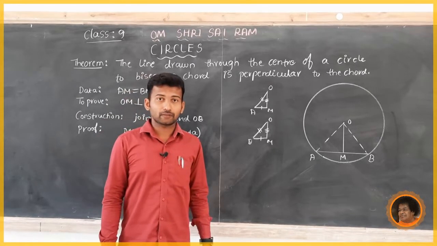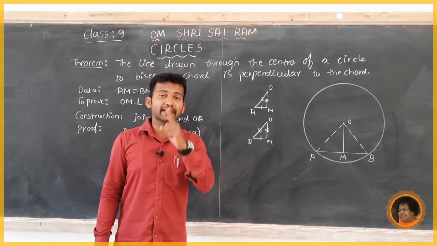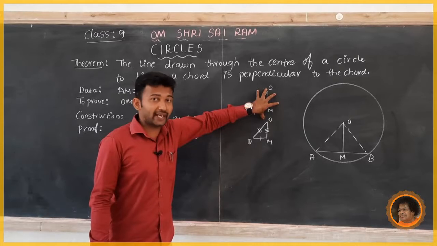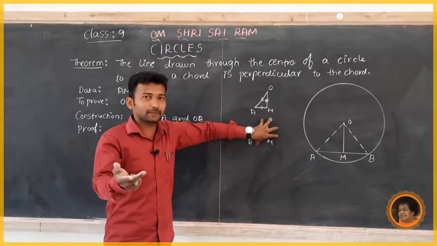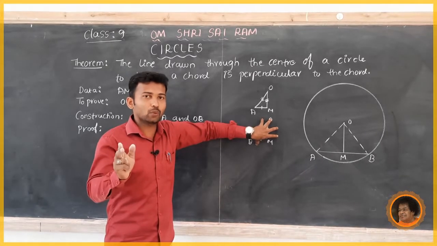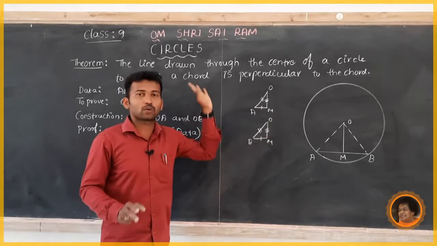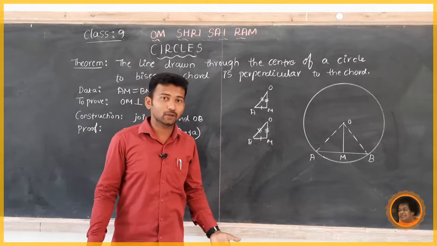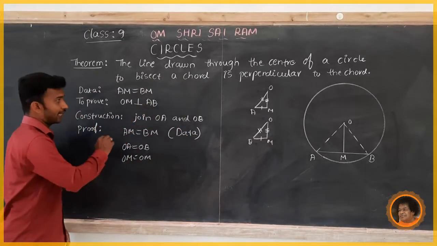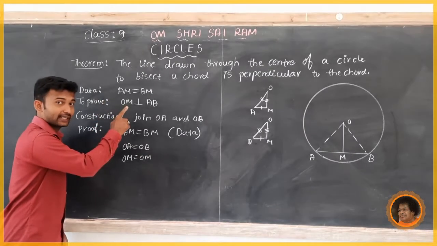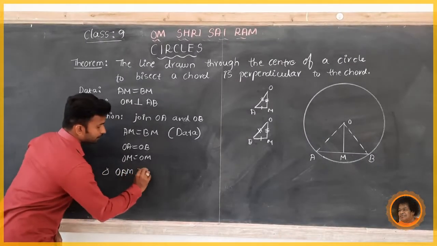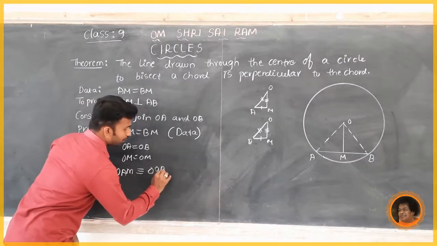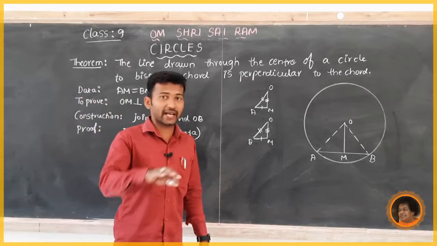What is the definition of the SSS postulate of congruency of triangles? If three sides of a triangle are equal to the corresponding three sides of another triangle, then the two triangles are congruent. According to the SSS postulate, we proved that triangle OAM is congruent to triangle OBM. We proved two triangles are congruent.